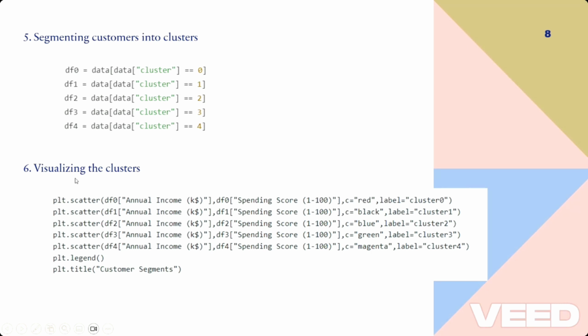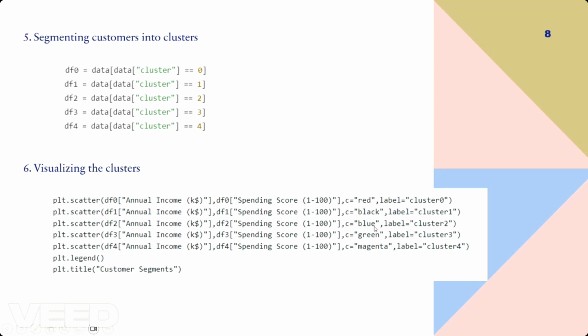And then the sixth step is visualizing the clusters. plt.scatter with c equals color and label equals cluster. I have given each of the clusters a different color and named them as different clusters. Plot the clusters using a scatter plot. I have given it as scatter, so it will be a scatter plot with annual income on the x-axis and spending score on the y-axis, with different colors representing each cluster.